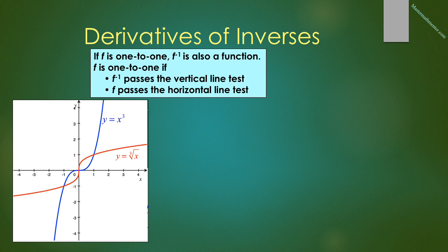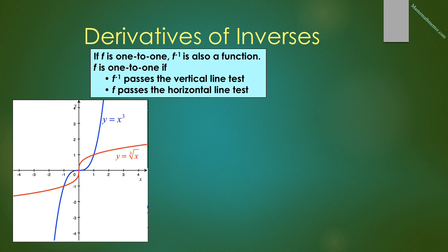The example shows y is equal to x cubed as the function in blue, and y equals the cube root of x as the inverse function in red. Y equals x cubed is a one-to-one function because the inverse in red is also a function. There are two ways to determine whether f is one-to-one. You can look at f inverse and determine if it passes the vertical line test. In the example given, the red curve passes the vertical line test.